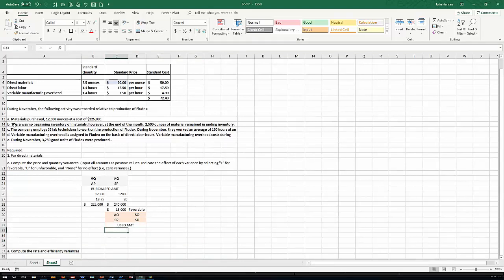So let's keep reading. It says there was no beginning inventory. However, at the end of the month, 25,000 ounces remained in my ending inventory. What does that mean? That means I purchased more than I used. So how much did I use? Well, I purchased 12,000. And how much do I have left in my ending inventory? 2,500. So let's go ahead and take that out. So that means I must have used 9,500 pounds.